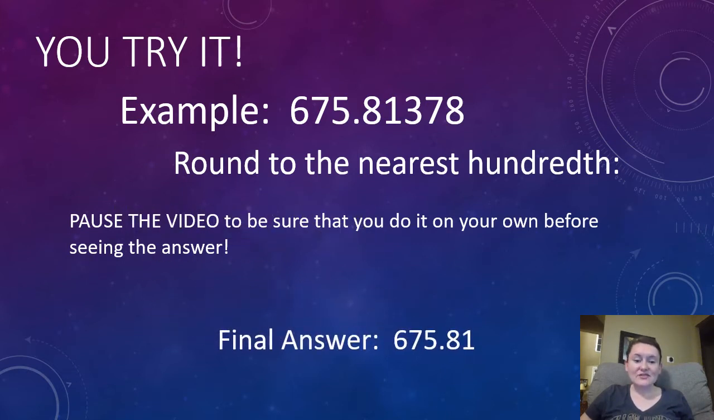Hopefully you got 675.81. The 1 stays a 1 because the number after the 1 is a 3. Because we're rounding to the nearest hundredth, that means we only want 2 decimal places, and this third number is a 3, so it stays as a 1.